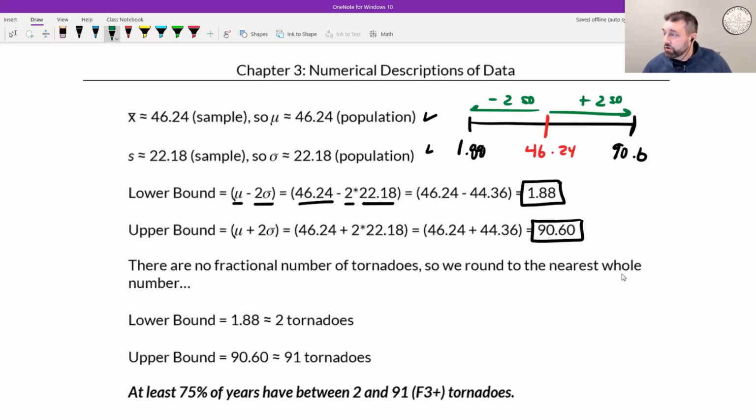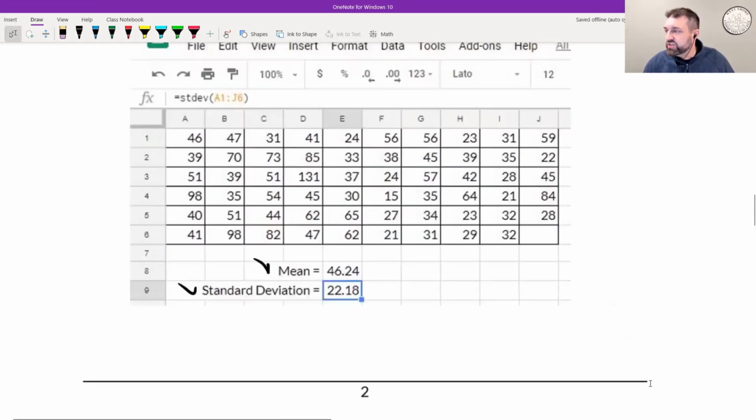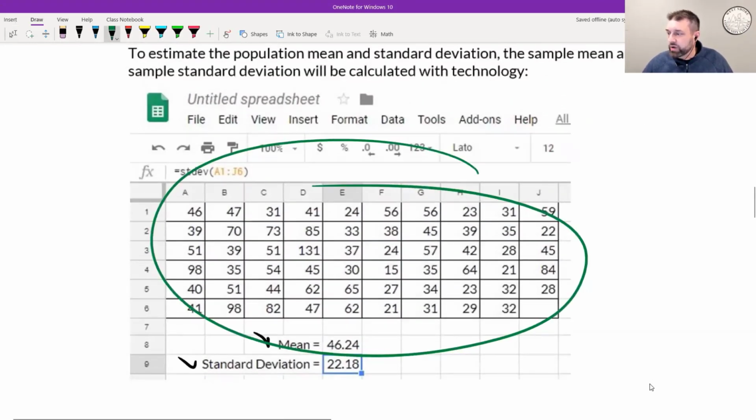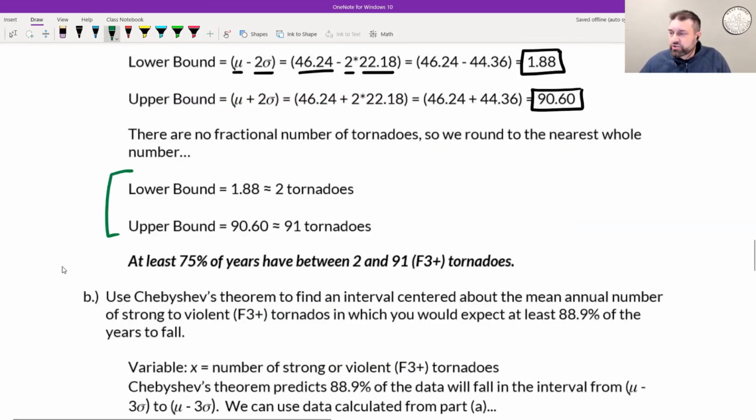Okay, so this interval from 1.88 to 90.6 is the interval where we would expect to find 75% of these data points. So about 75% of these data points are within that interval. So at least 75% of the years would have between 2 and 91 tornadoes.